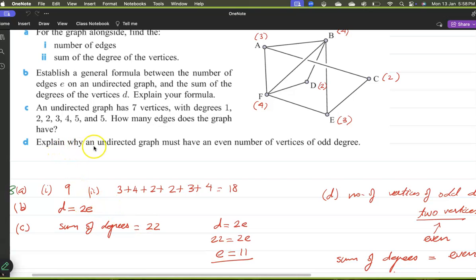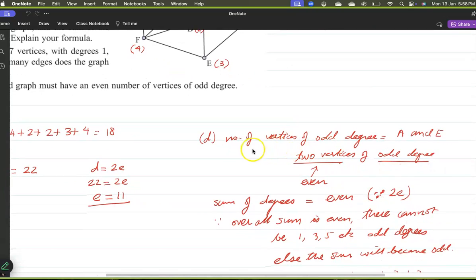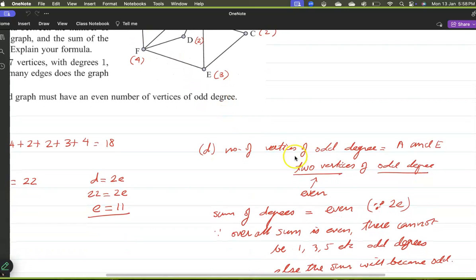Explain, now this is important. Explain why an undirected graph must have an even number of vertices of odd degrees. Correct? So the number of vertices of odd degrees here are A and E. So see, A and E. Correct? So 2 vertices of odd degrees. If you have 2 vertices of odd degrees, then they'll add up to give you an even number.